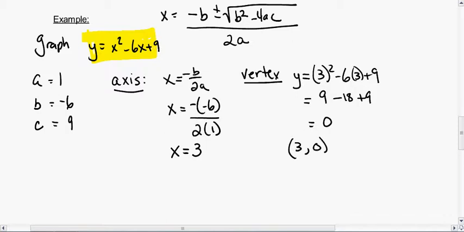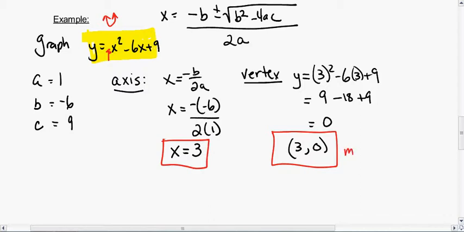So I've got a couple of pieces of information that will be very useful for graphing: the center of the parabola, x equals 3, and the vertex, which is (3, 0). I know that my graph is going to be opening up because my a is positive. So I also know that my vertex is going to be a minimum.